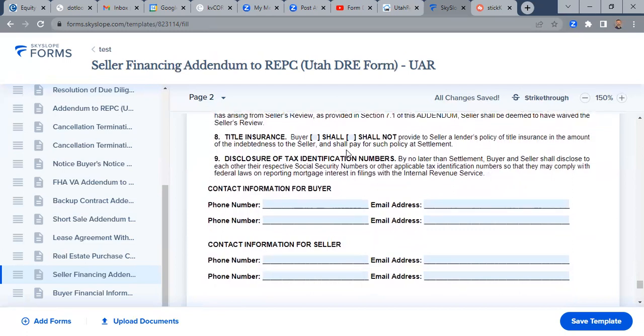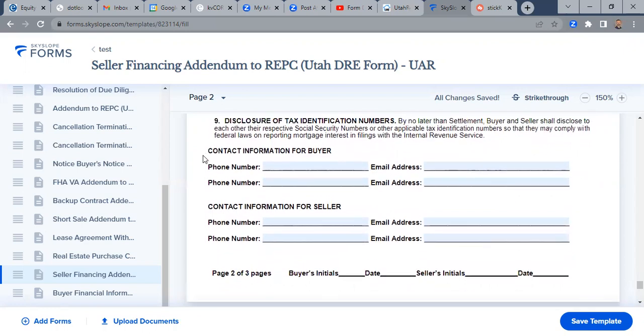Now, title insurance. Buyer shall or shall not provide to seller a lender's policy of title insurance. Guys, if you're going to act like a bank, then act like a bank here. So a buyer should provide some title insurance to you and pay for such policy at settlement. Now again, it's negotiable, but in my opinion, you're acting like a bank. A bank would never give you a loan without a lender's policy of title insurance.